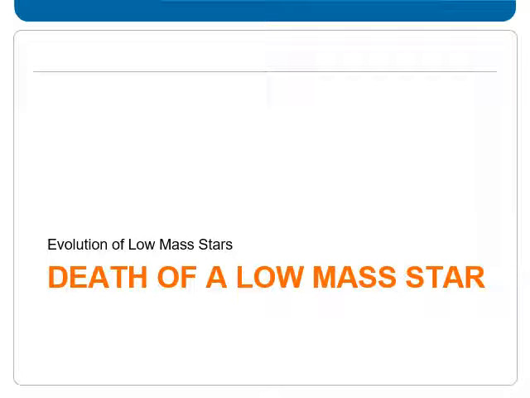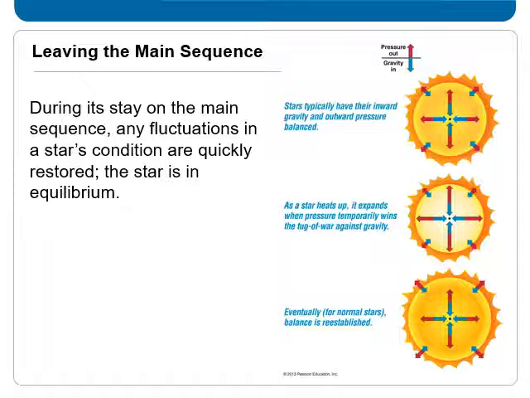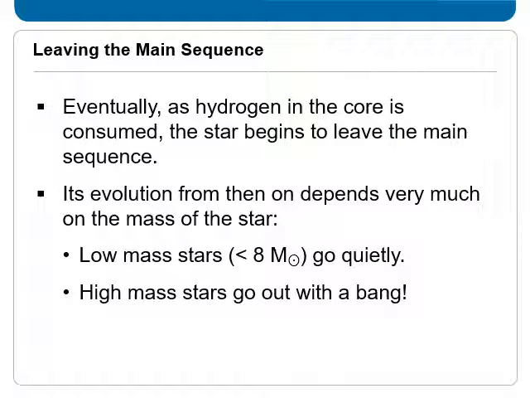This lecture explains the changes in a low-mass star after it leaves the main sequence. On the main sequence, the star's size is very stable as the inward gravity is balanced by outward pressure. Main sequence stars are divided into two classes. The low-mass stars, less than about 8 solar masses, quietly leave and eventually become white dwarf stars. The high-mass stars go out with a bang. They become neutron stars, pulsars, and black holes, as we'll discuss in the next learning module.